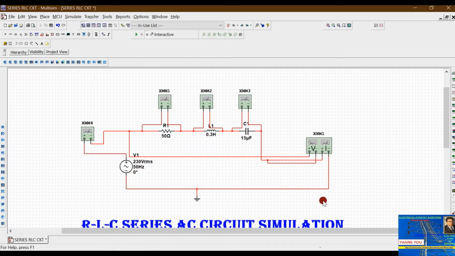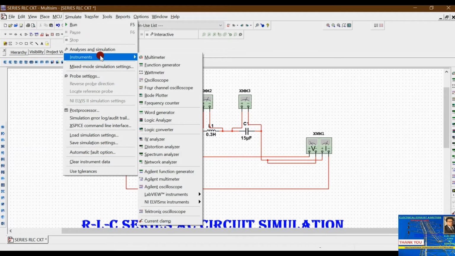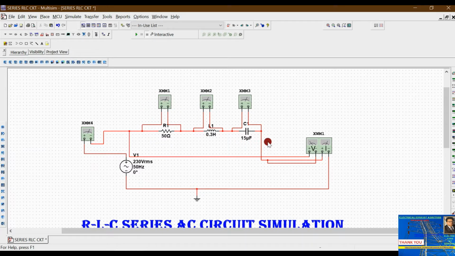Now I have connected 3 voltmeters. In session 2 I already described how you can import the different components, different multimeters, voltmeters, oscilloscope in this wizard. Basically you can go to the section Instruments, then Multimeter. These are various measuring instruments you can import in the window. I already imported three multimeters, and these are working as voltmeters.